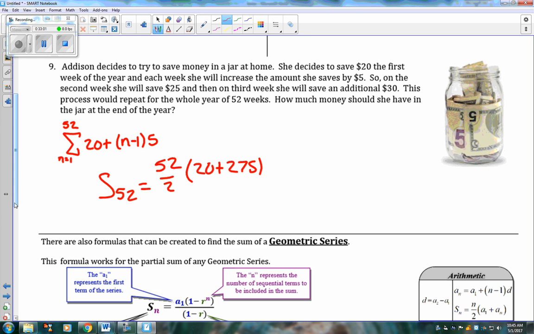Alright, in your calculators, do you put 20 plus parentheses, 52 minus 1, parentheses, times 5. I got 275. Let's see, when you simplify it, do it that way. 275. Oh wait, I think my formula was wrong.